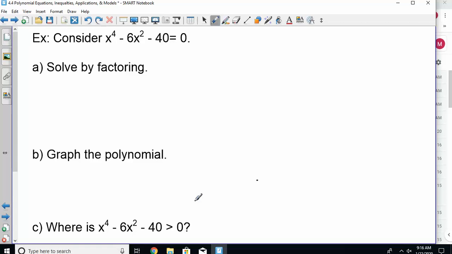x to the 4th minus 6x squared minus 40 equals 0. Can I do grouping on this one? No. Can I do a greatest common factor? No. Then what can I do? We could treat this like a box method. It has an x to the 4th, an x squared, and a constant. If I wanted to do box method, x to the 4th would break into what if you broke it in half?